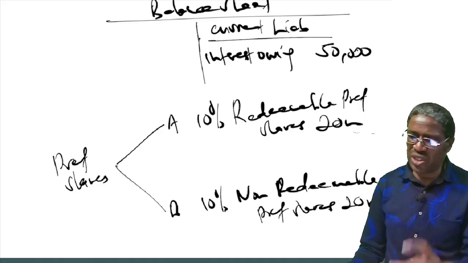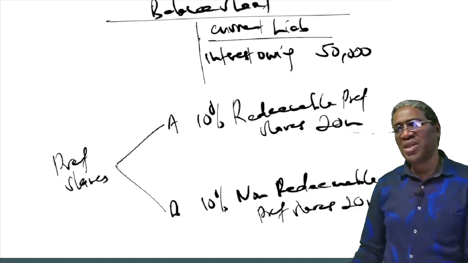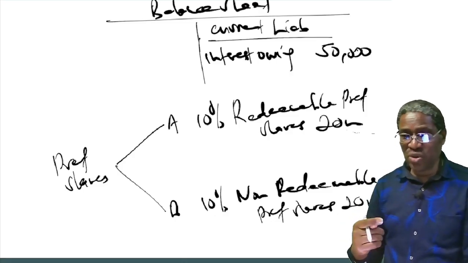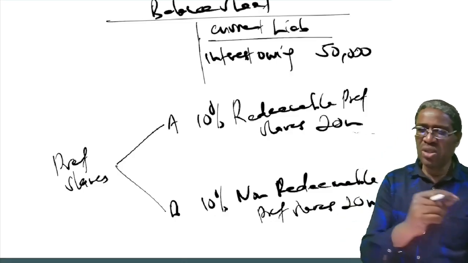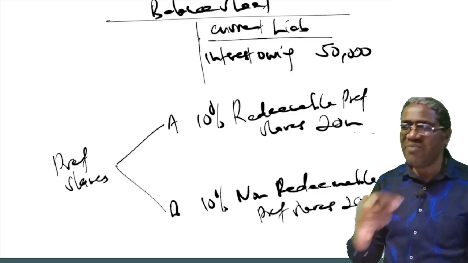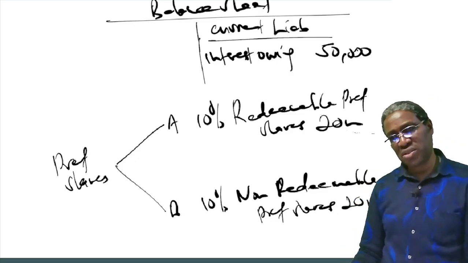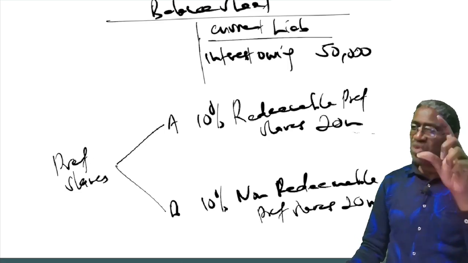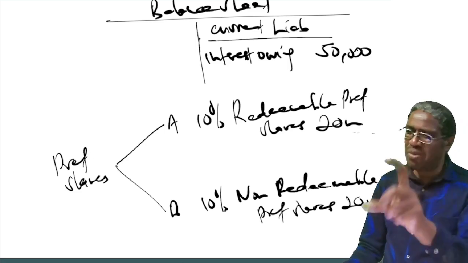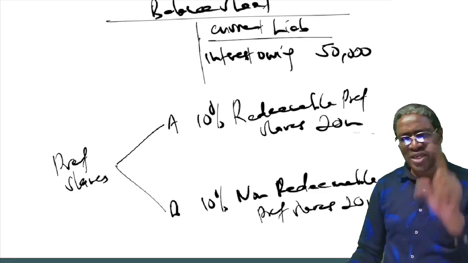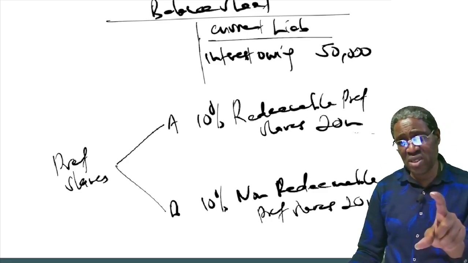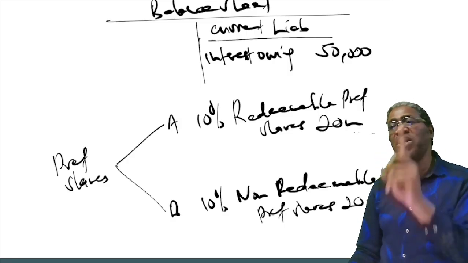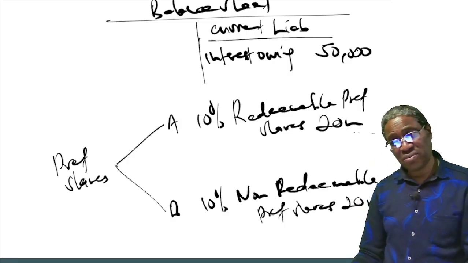Redeemable preference share is a share that the company will be required to buy back. That's why we are calling it redeemable, because the company will redeem the shares. So when you as company A issued this 10% redeemable preference share, at that time you are telling your shareholders, a time will come when I will be required to pay you back your 20 million.